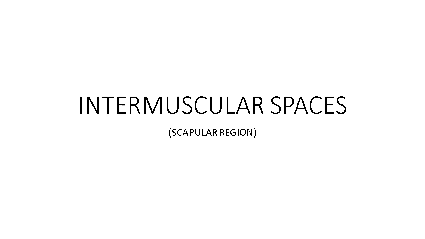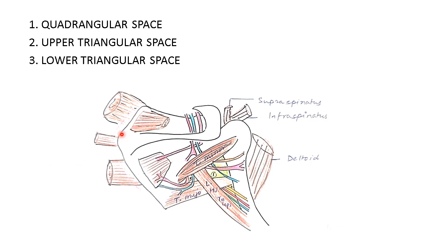Okay, students. So today we will discuss the intermuscular spaces in the upper extremity, that is, in the scapular region. So let's start the topic. There are three intermuscular spaces in the scapular region, and depending upon their shape, they are named as quadrangular space. This yellow colored area that you are seeing here is the quadrangular space, and then you have one upper triangular space and one lower triangular space.